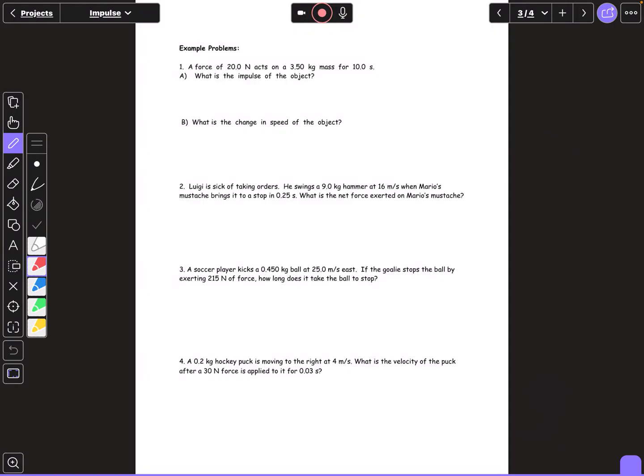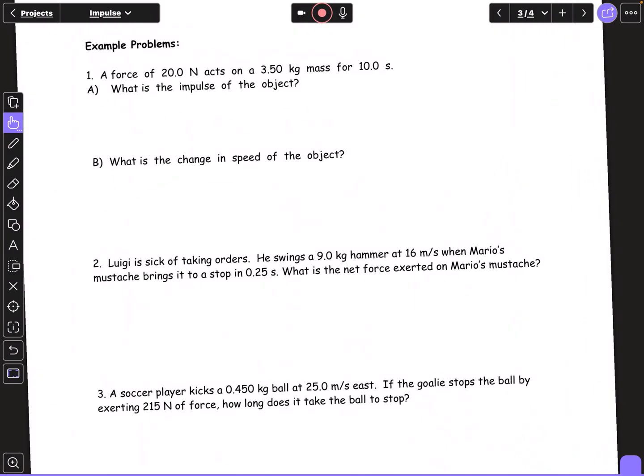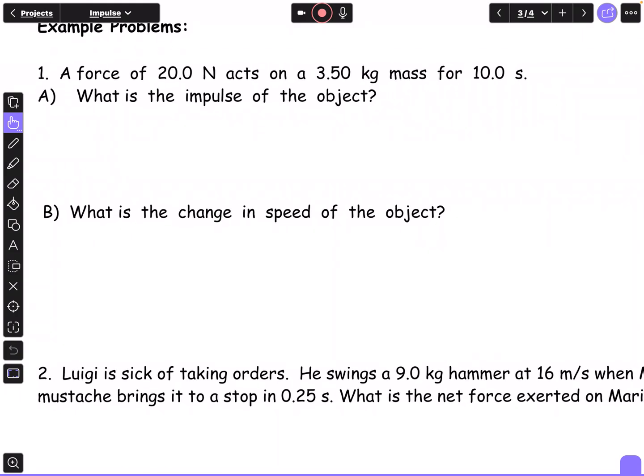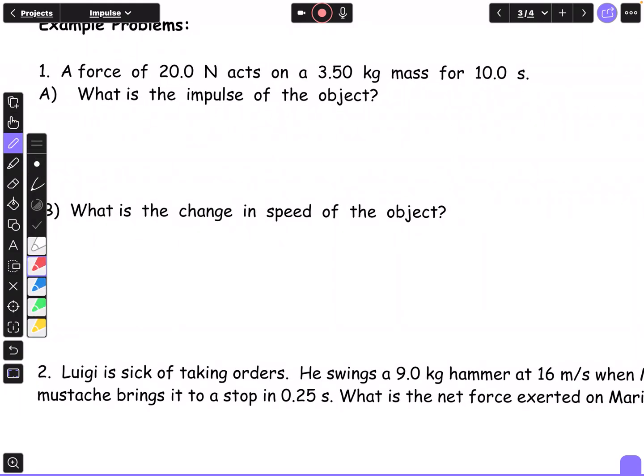Now if we look at some example problems, our first problem says a force of 20 newtons acts on a 3.50 kilogram mass for 10.0 seconds. What is the impulse of the object? If I want to write down what the problem gives me, it says a force of 20.0 newtons on a 3.50 kilogram mass, and the time is 10.0 seconds.